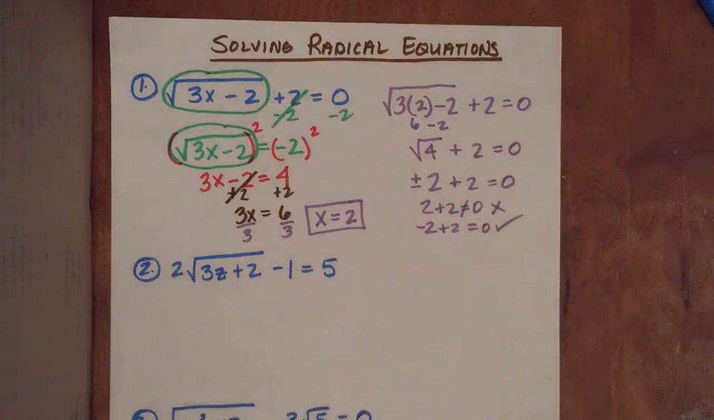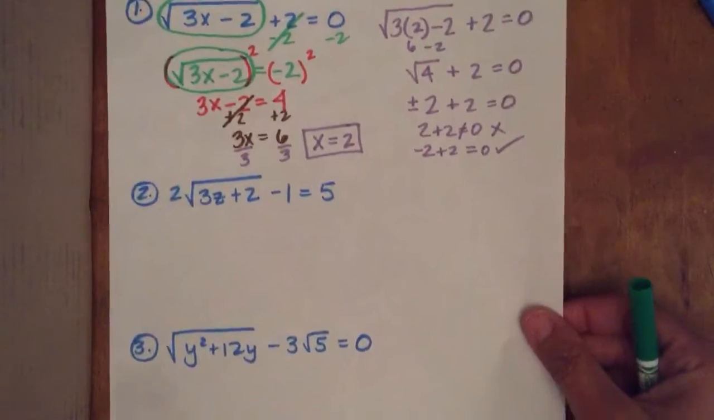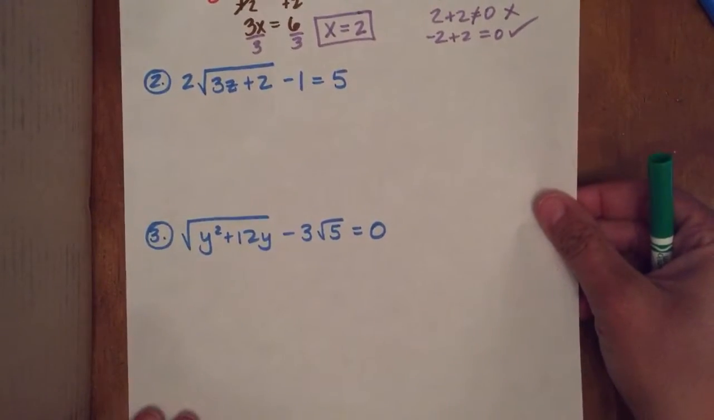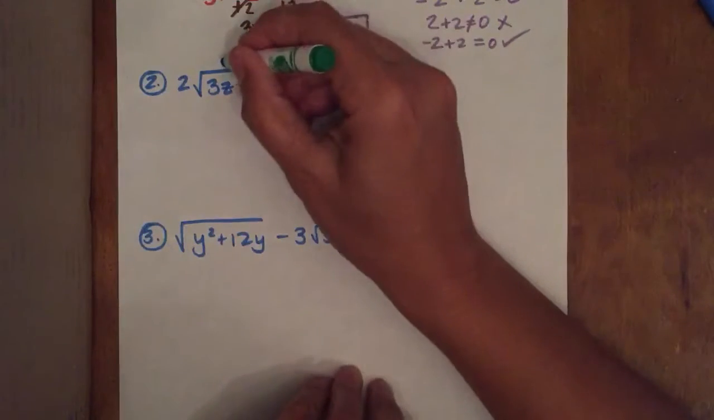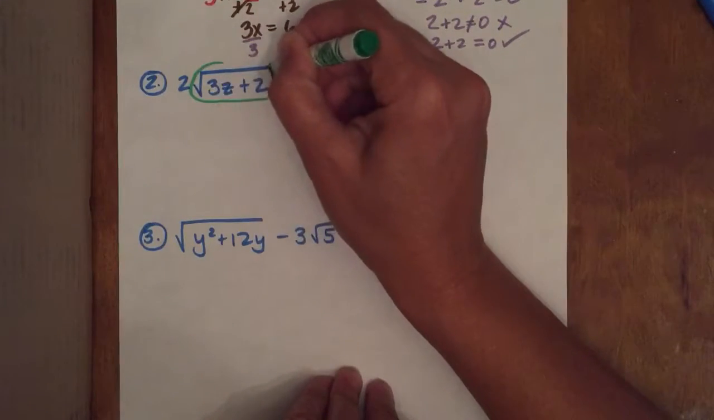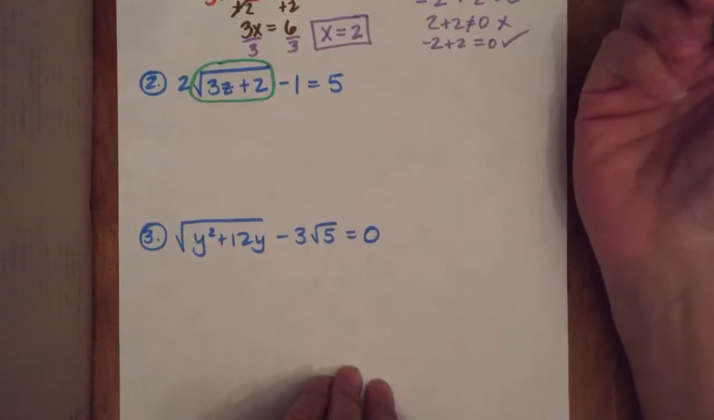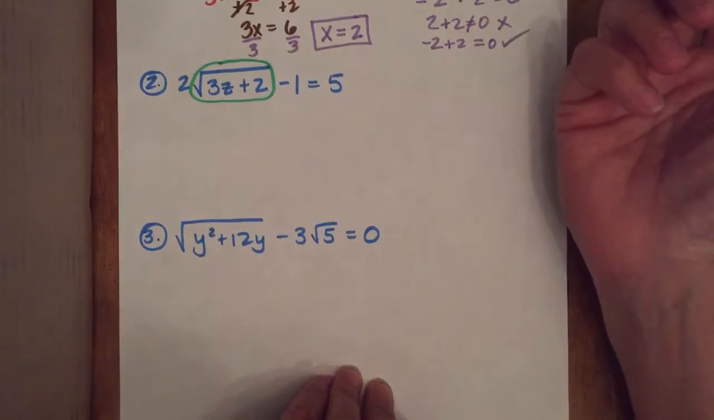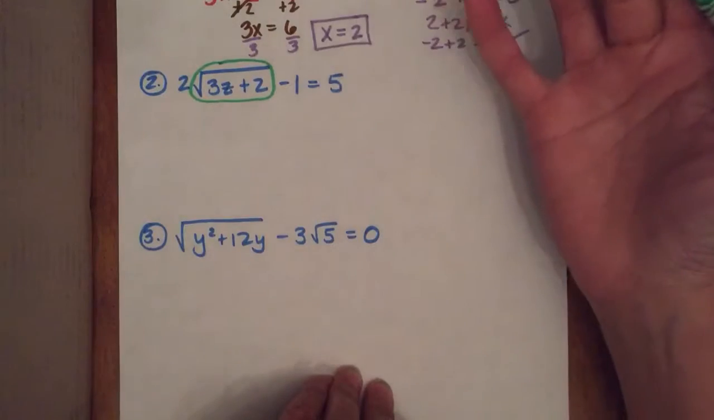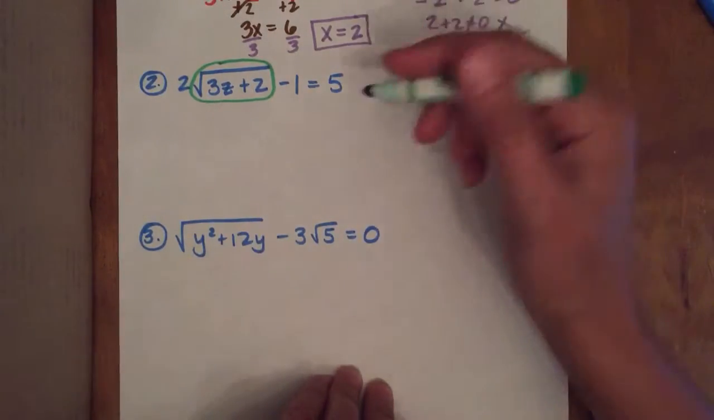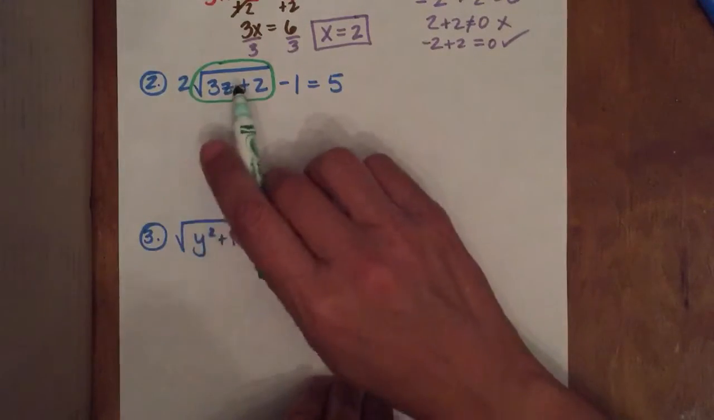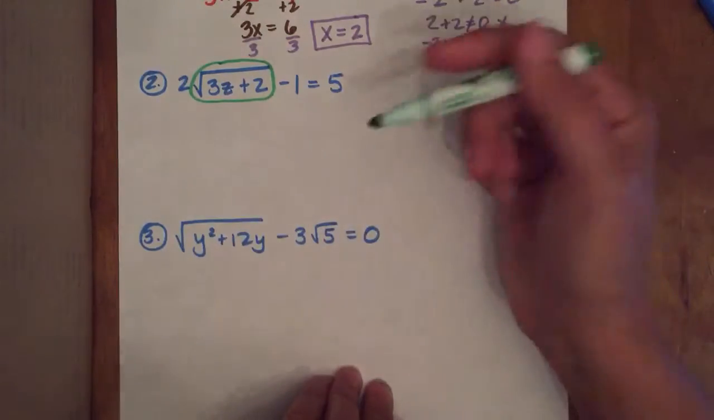So let's move on to the next one. We're going to have multiple steps in this one. So we'll come over here to number 2. And again, I'm going to circle my radical expression. Again, this is a personal preference for me. It helps me manipulate the equation more easily and make sure that I'm doing the correct operations before I actually address the radical and try to eliminate the radical expression from the equation itself.